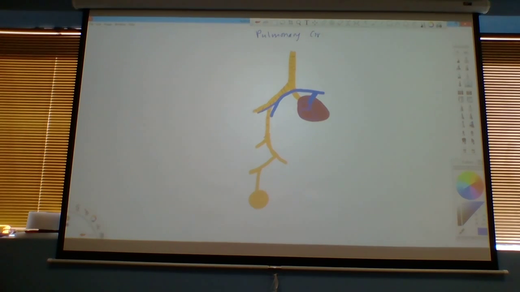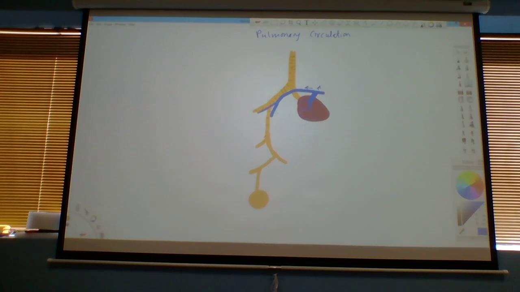Pulmonary circulation. Okay. So blood is pumped into the pulmonary trunk. From there, we go to the pulmonary arteries, right? The pulmonary arteries will bring this deoxygenated blood to the lungs.